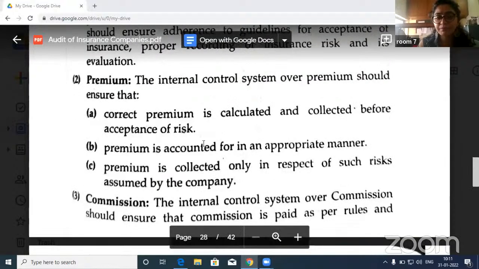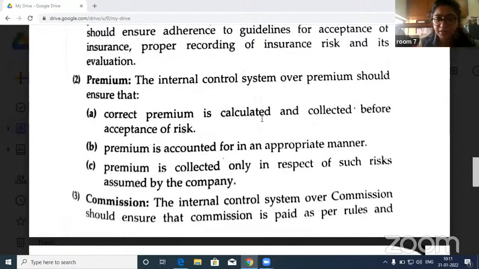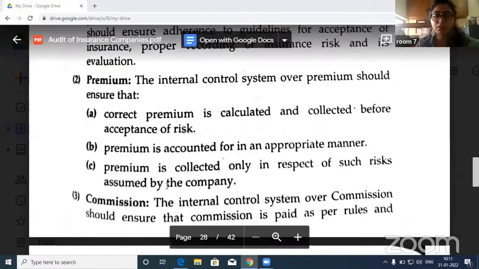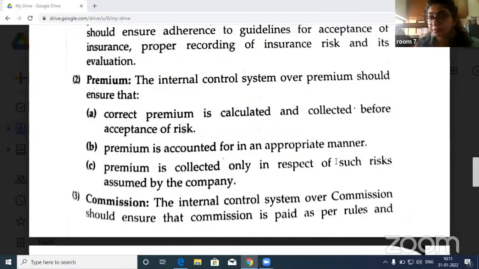You will check that premium is correctly calculated, that it is accounted, meaning it is shown in the books of accounts in an appropriate manner, and that it is collected only in respect of the risk which is taken by the company. That means you cannot charge extra premium from customers.